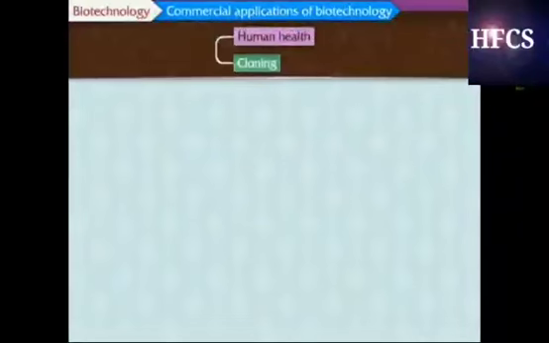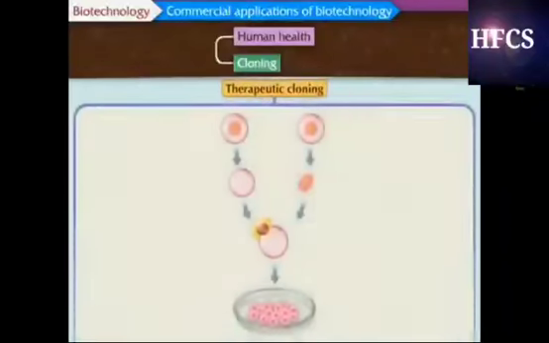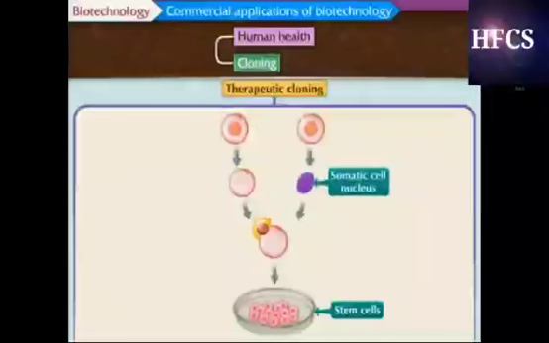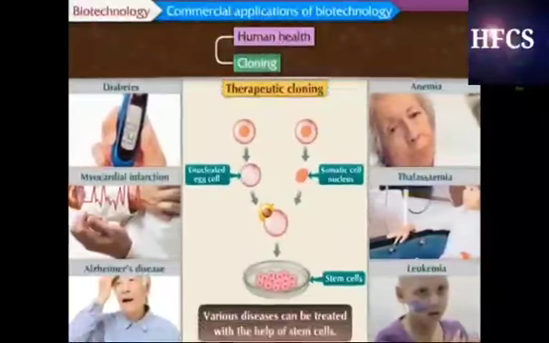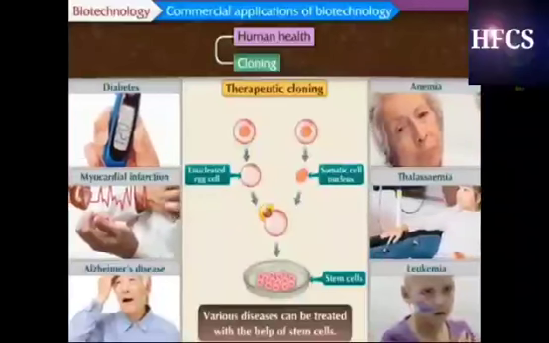Next is therapeutic cloning. Stem cells can be derived from the cells formed in the laboratory by the union of a somatic cell nucleus with an enucleated egg cell. Various diseases can be treated with the help of these stem cells.